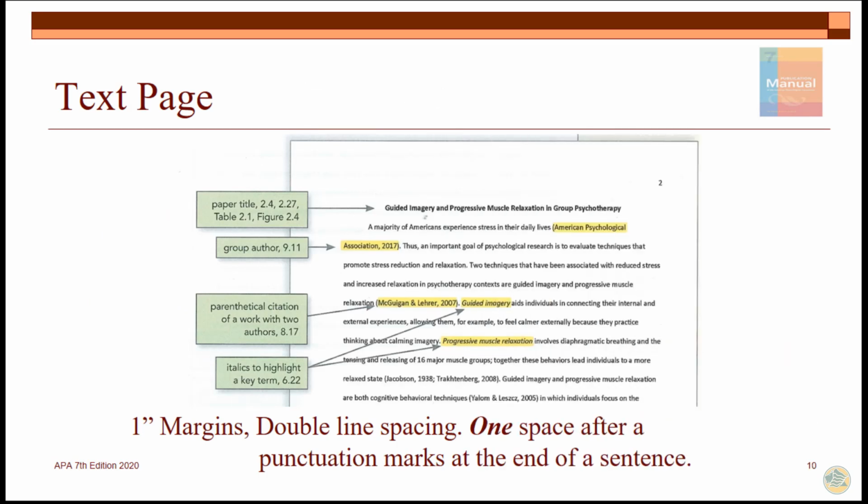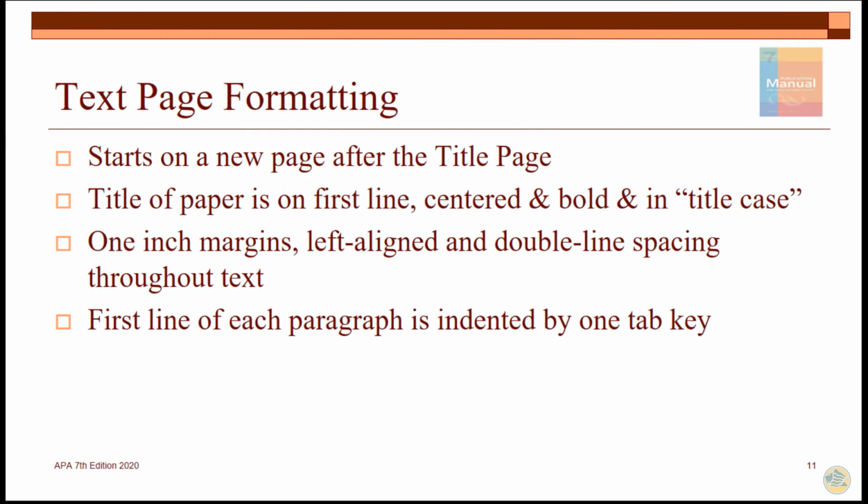Here's an example of the text page. The paper title is repeated at the top. Everything should be double line spaced with 1-inch margins, 1 space after every punctuation mark that ends a sentence. The text page starts on a new page after the title page. The title of the paper is on the first line, centered and bold, and in title case. 1-inch margins, left aligned, and double line spacing throughout the text. The first line of each paragraph is indented by 1 tab key.